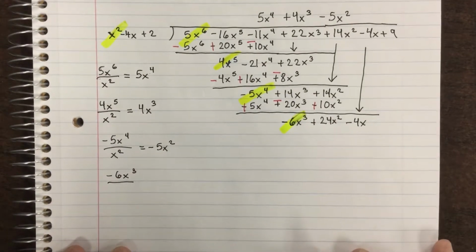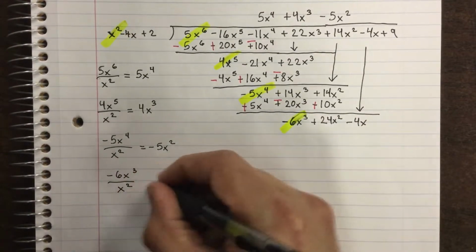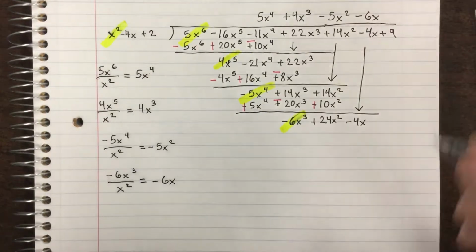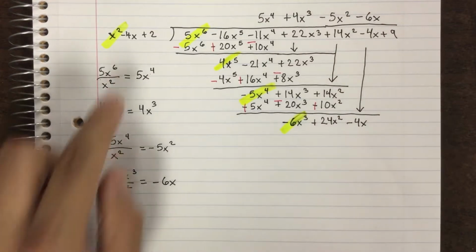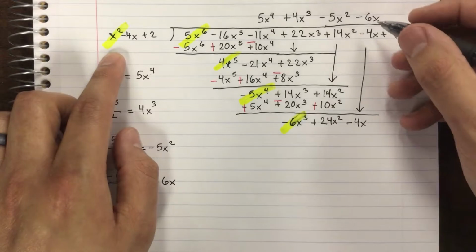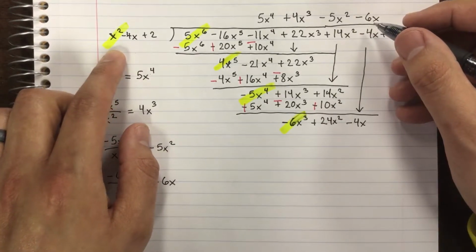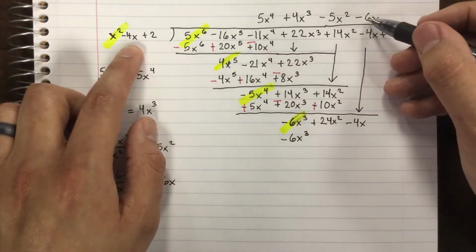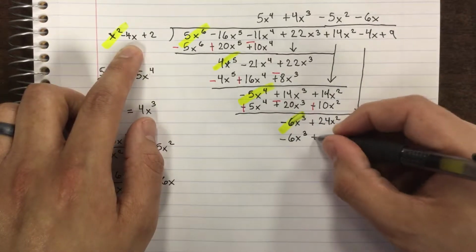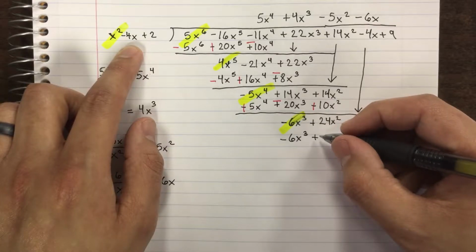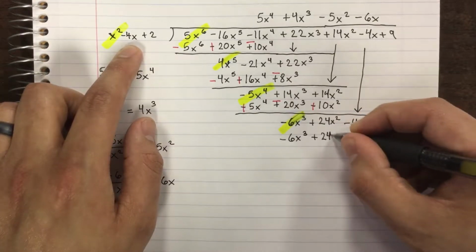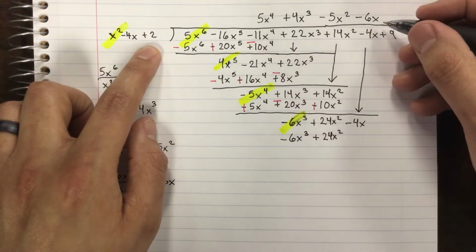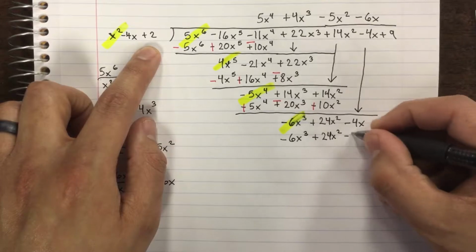Negative 6x to the third divided by x squared. This would be negative 6x. Alright, so negative 6x multiplies by this quadratic. We're almost there. Alright, so what do we get? That's negative 6x cubed. These two would be positive 24x squared. And this would be 12. Negative 12, sorry.